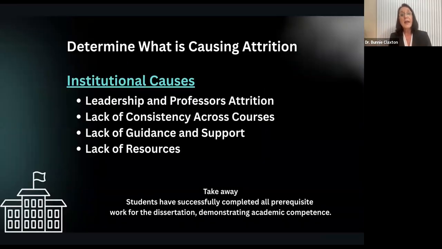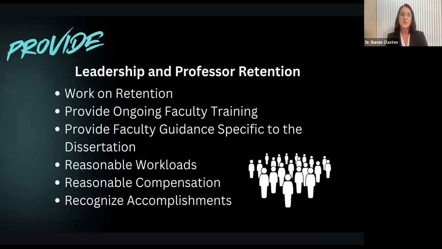However, we can look at the institutional causes and see what we can do from the institutional perspective. So some causes here: leadership and professor attrition can be a cause. A lack of consistency across courses can certainly be a cause. A lack of guidance and support, and oftentimes a lack of resources. So let's talk about each of these in more detail, because I think this is probably what most of you came here to learn today: what can we do as an institution.